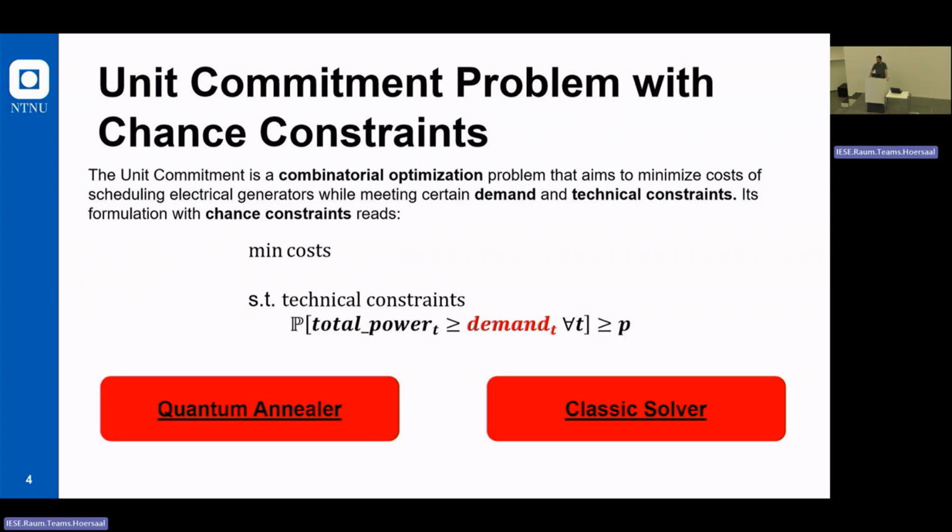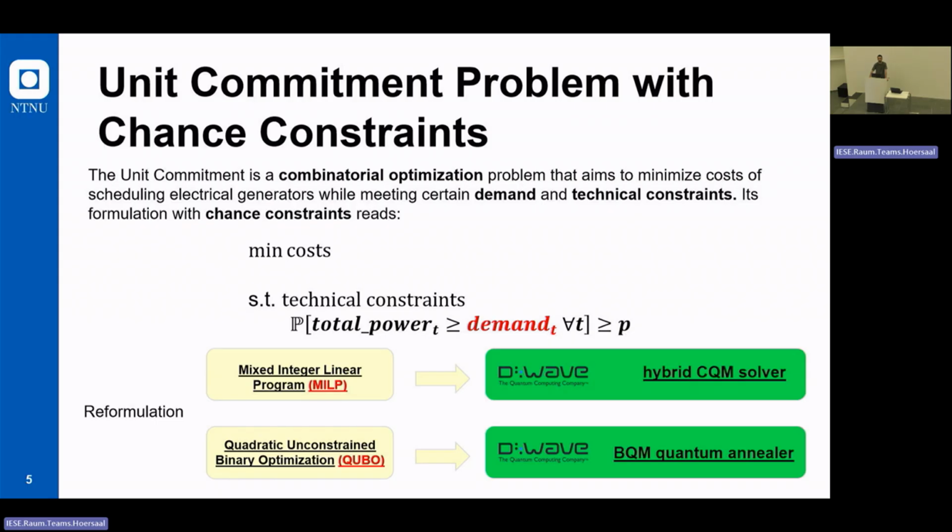The way this is defined here with this equation is something that you cannot really solve with a quantum annealer nor with a classical solver, because you have an equation with a probability. What should you do with this? You need to reformulate this into a kind of problem that you can embed either in a quantum annealer or in a classical solver. So what we will do is convert this problem first into a mixed integer linear program, and I will explain afterwards how we do this. The reason is that when we have a MILP, we can go to D-Wave and solve it with a hybrid solver.